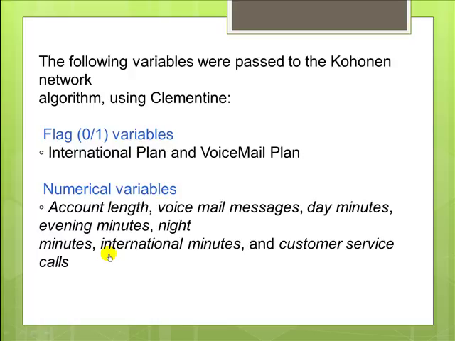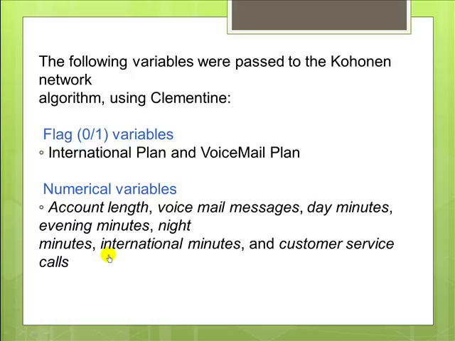But all right, the following variables were passed to the Kohonen network algorithm using Clementine. Now Clementine is like Weka, but it costs about $20,000 to $50,000 as opposed to Weka, which is free. And the way I see it, it's not much better than Weka. In fact, it seems actually worse than Weka. But anyway, these are the variables that they're going to use in Clementine.